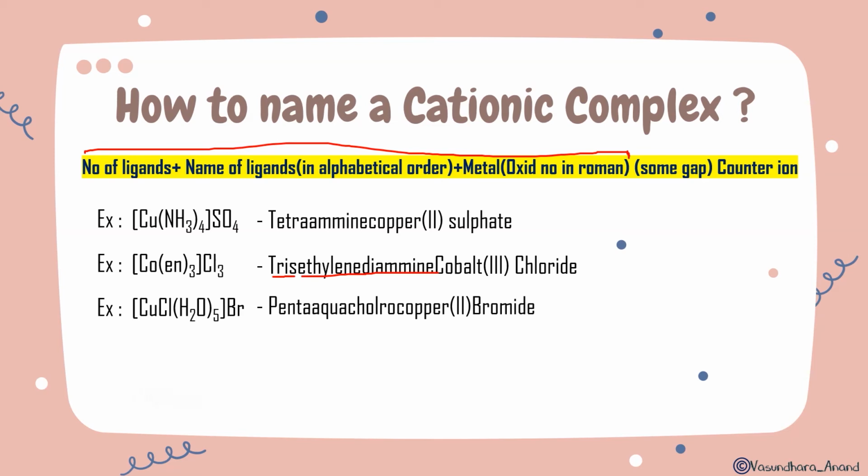Clear? Now the next example is Ni(CO)4. That also we will do. We will do it further later, but here let's look at it. This CO is a neutral ligand, and the name for CO is carbonyl. So what will we say? Tetracarbonylnickel, and the oxidation number will be 0 because it is a neutral ligand, isn't it? So like this. This is the way to write the name of a cationic complex.